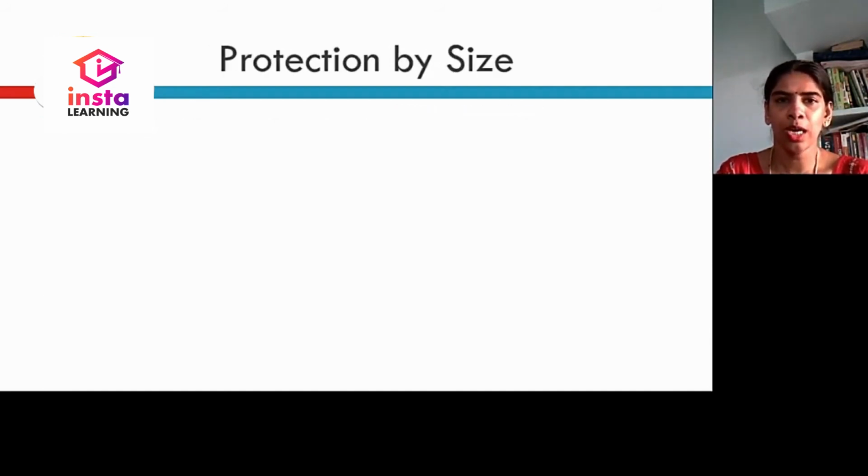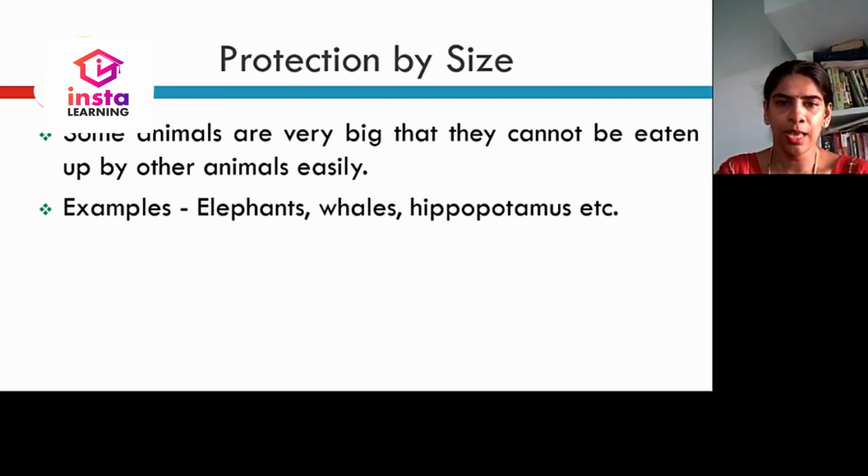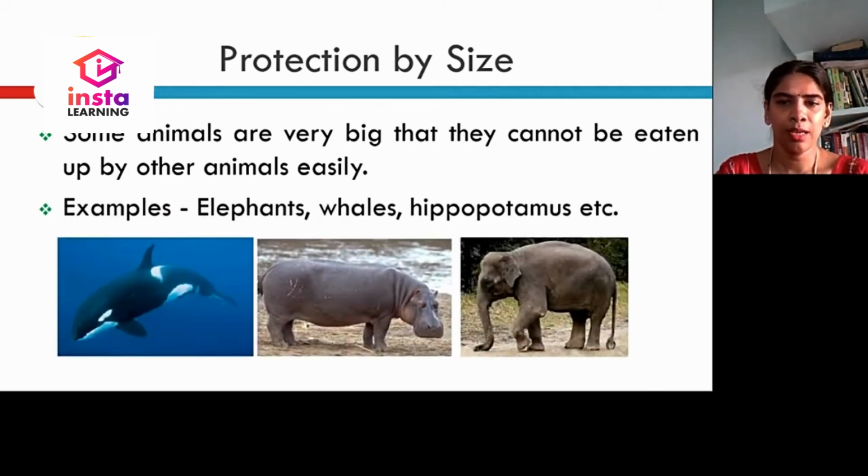Let us see how the animals protect with the help of their size. Some animals are so big that they cannot be eaten up by other animals easily. It includes elephants, whales, hippopotamus, etc.